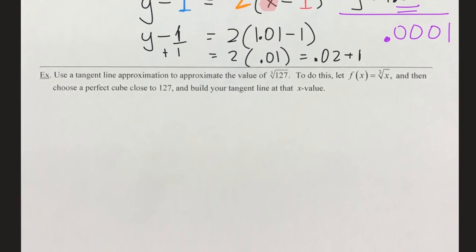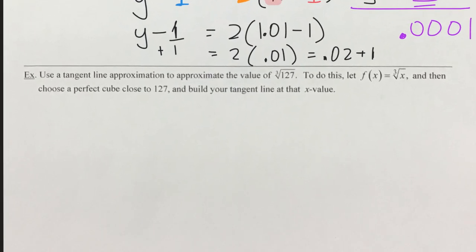Okay, so let's use that for this next example. Use a tangent line approximation to evaluate the third root of 127. To approximate, right? We're going to approximate it. So we're going to use this as our function. We're taking the cube root of something, so we're using the cube root function. And it says choose a perfect cube close to 127.